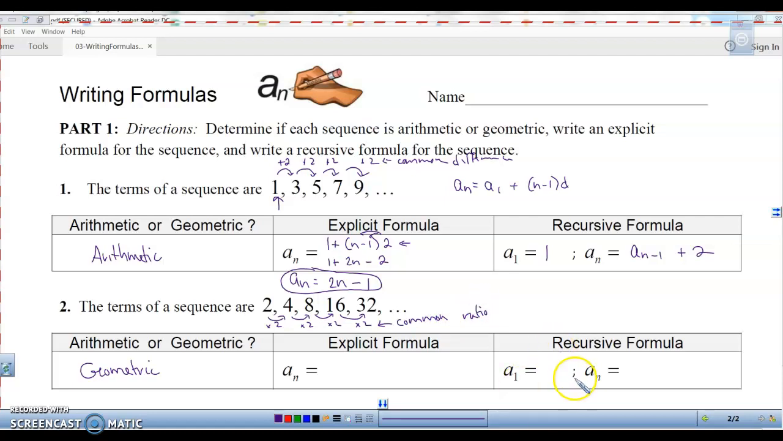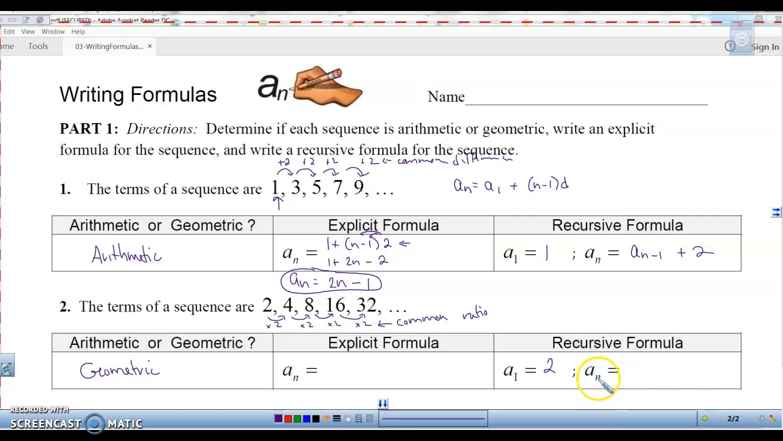Okay, so if that's the common ratio, we have to know what we're multiplying by. All right, so for the geometric sequence, let's do the recursive formula first. The first term is 2. So A1 is equal to 2, because you always have to tell me where the first term is.